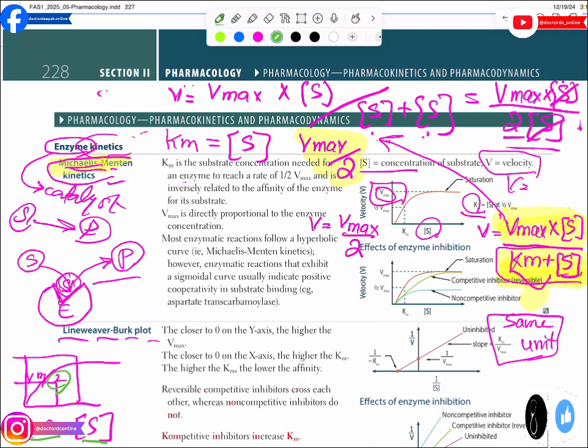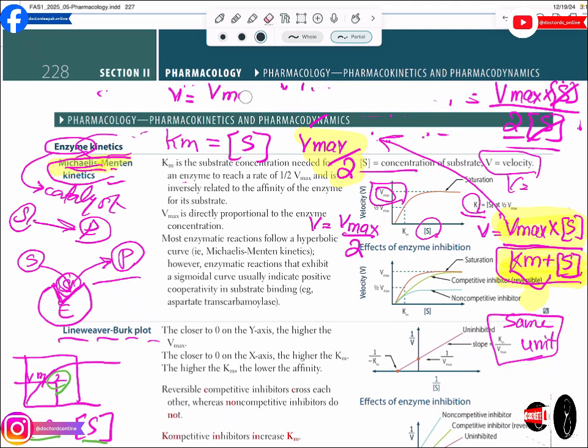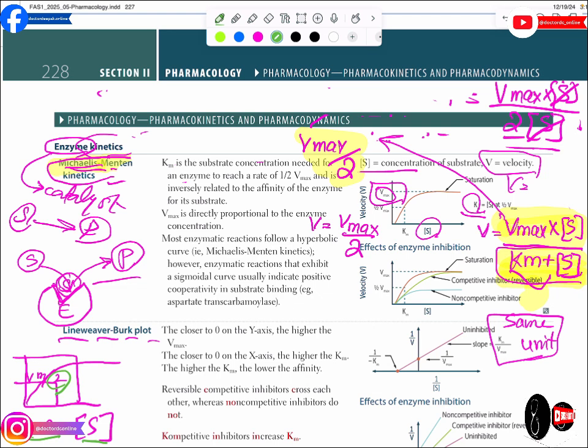And there will be a second condition. The second condition is that the Km is approximately equal to 0, okay? And the substrate is very high. There's a high concentration of substrate, and Km is near 0. It's approximately 0. Then what does this equation become?